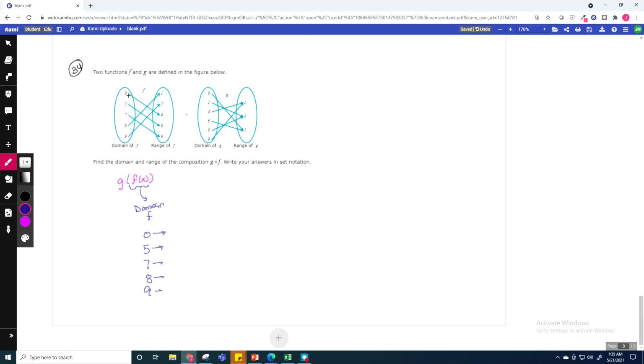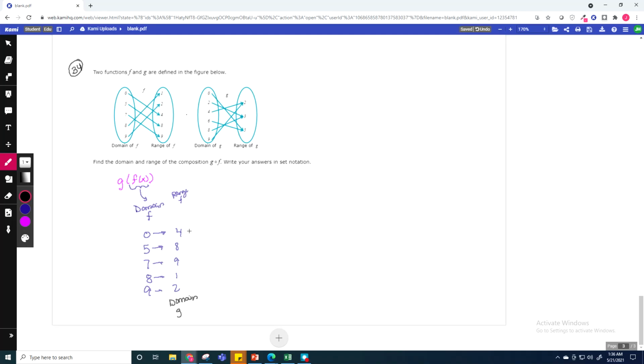All right, so 0 goes to 4, and 5 goes to 8, 7 goes to 9, 8 goes to 1, and 9 goes to 2. Okay, so this is the range of f. And then what I'm really doing is I'm taking this and seeing which ones of these are now in the domain of g.